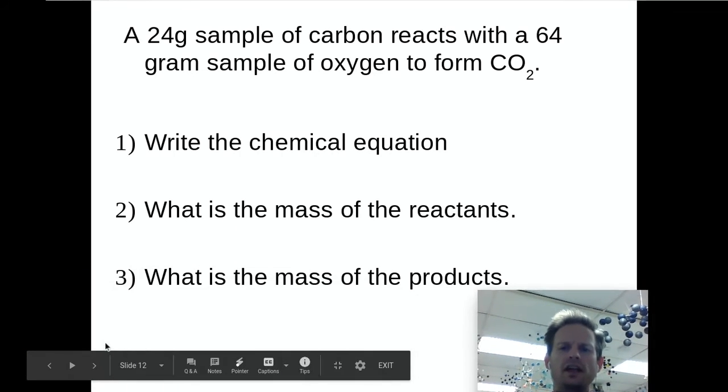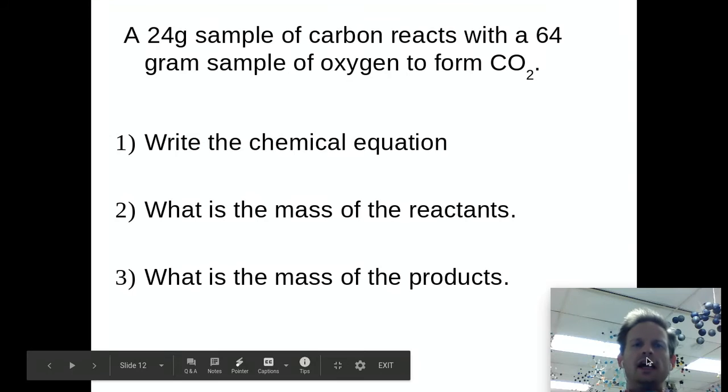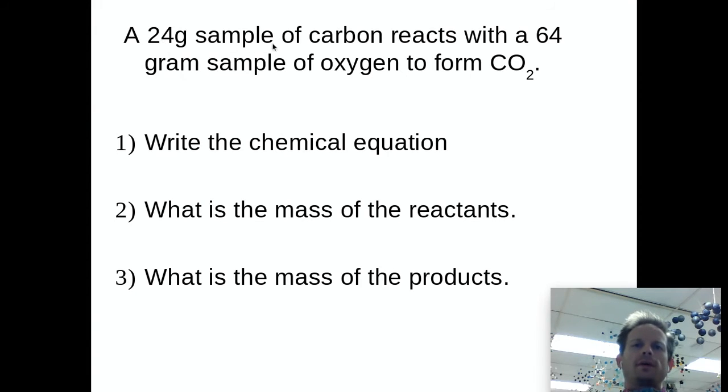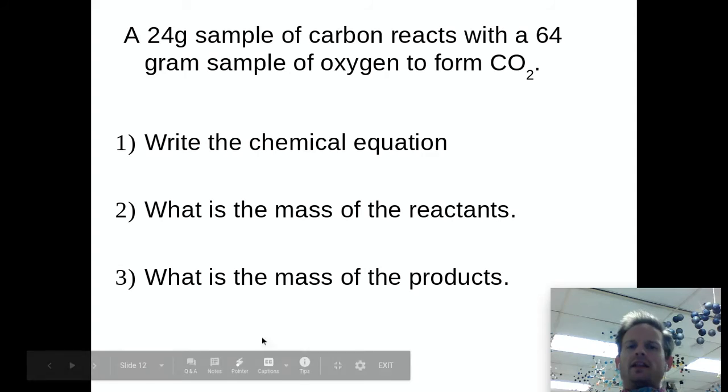All right, so I want you to think about that, and I want you to answer these questions. If I start out with a 24-gram sample of carbon, and it reacts with a 64-gram sample of oxygen, and they form carbon dioxide, the first thing I want you to try to do is write your chemical formula, and then I want to know the mass of the reactants, and then I want to know the mass of the products. See if you can do it.